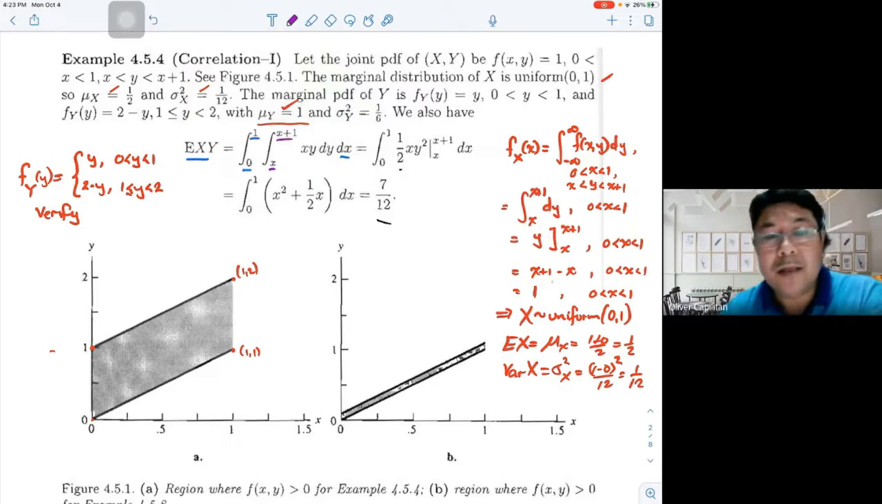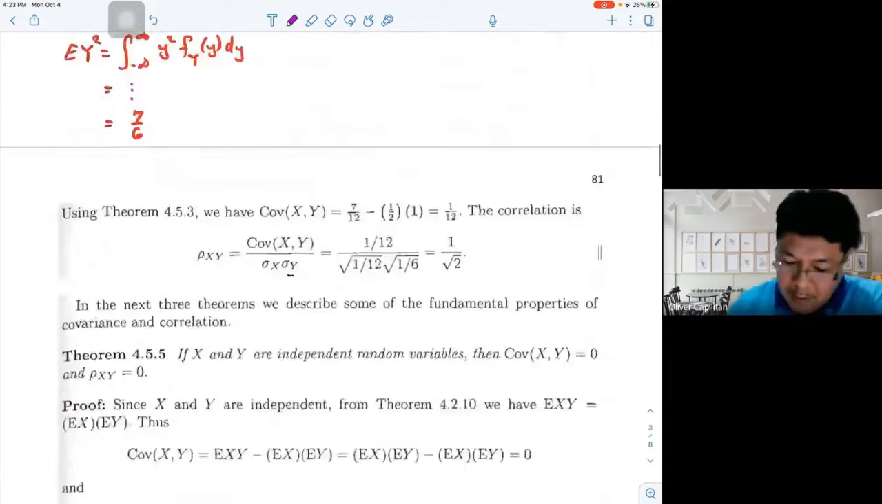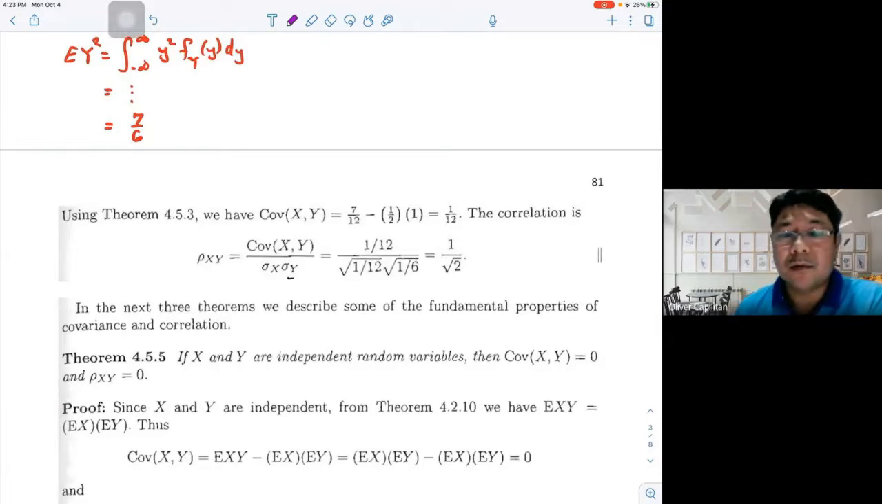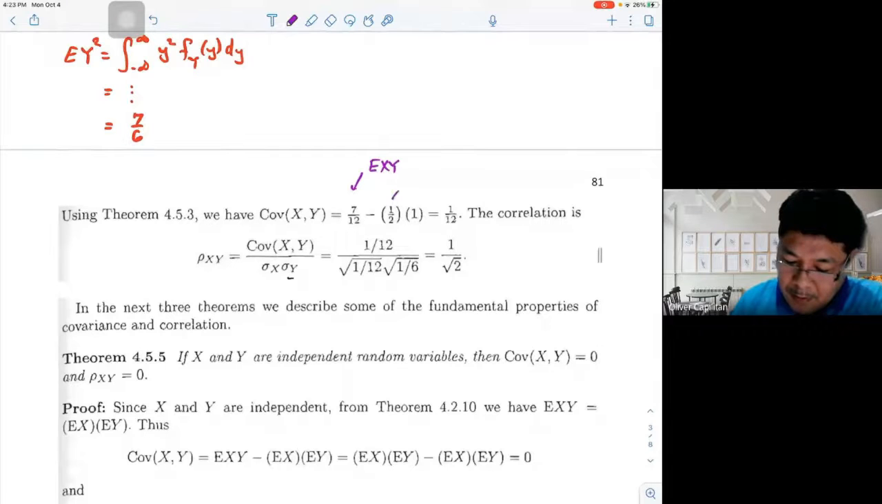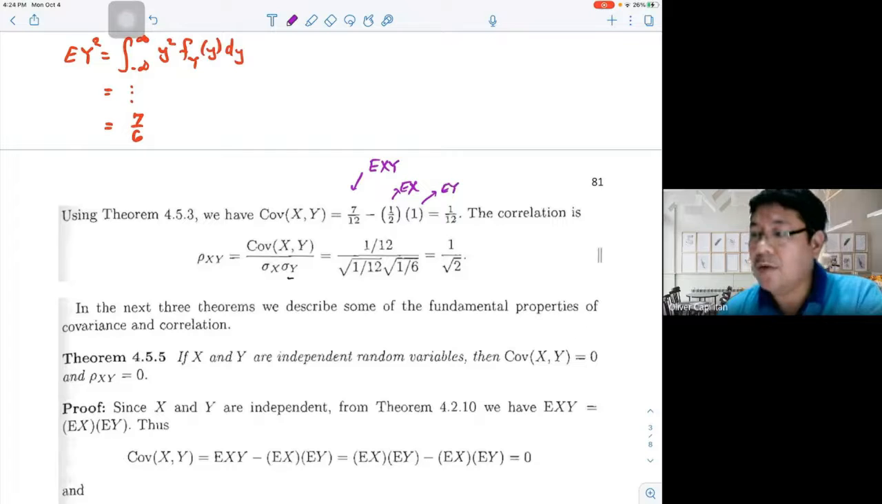So the limits of integration here would be x to x plus 1. And this is easy to integrate. Integrate with respect to y, so we have y squared over 2, and evaluate. Therefore, the answer for the mean of the product xy will be equal to 7 over 12. So to solve now the covariance of x and y, this is for the mean of xy, this is for the mean of x, this is for the mean of y. And therefore, the answer is equal to 1 over 12.